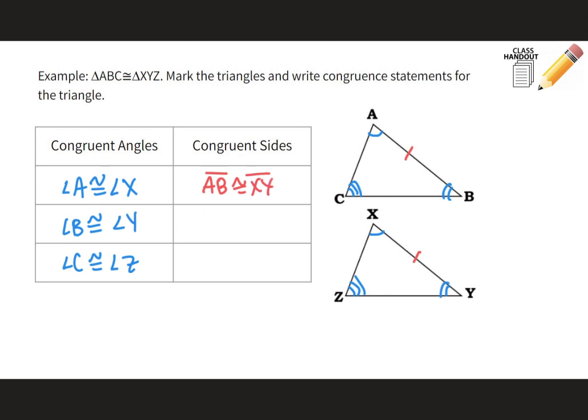The next one is going to be YZ matches up with BC. And then lastly, we have these last 2 sides. So AC matches up with XZ. So again, every marking should have a statement, right? So if we wanted to highlight, this marking right here is this statement. This marking right here is the statement. And then this marking right here is the statement. And then the same goes for the angles.